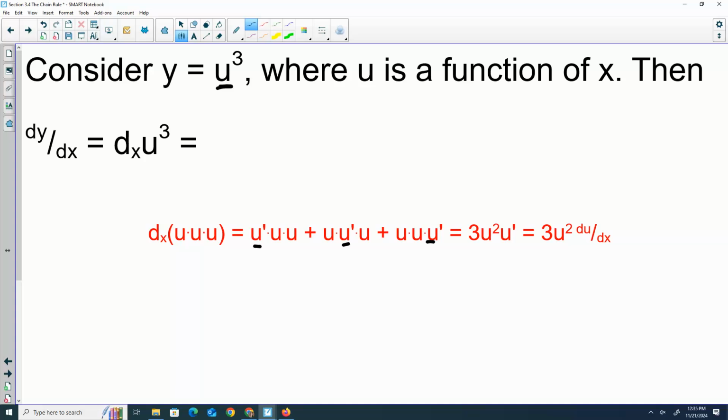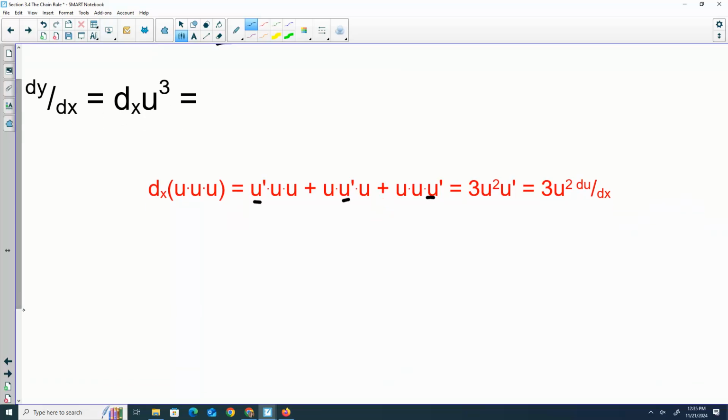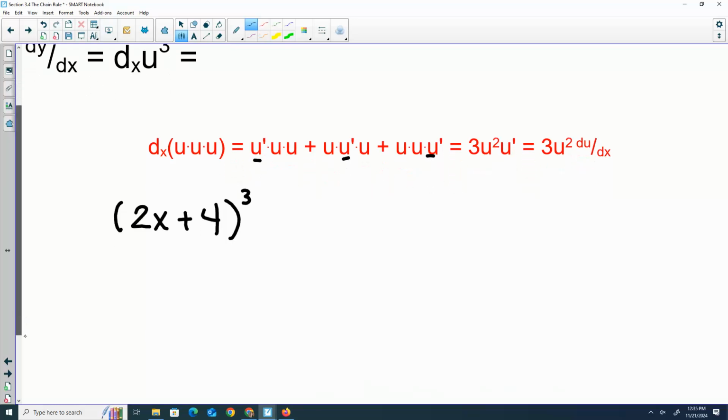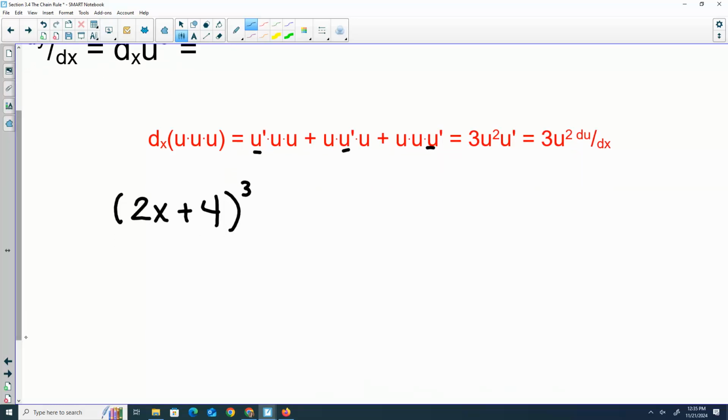This is, in essence, a chain rule. So it is giving us a shortcut for how to do something. If, for instance, it were 2x plus 4 cubed, if I did this derivative, the only way we could have done this before today is to write it 3 times, right? That's how we would have done it before.